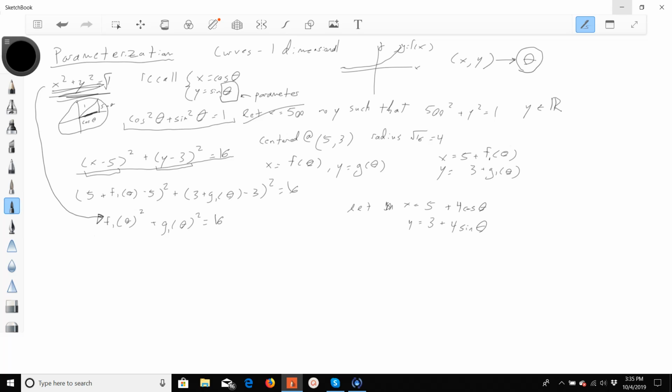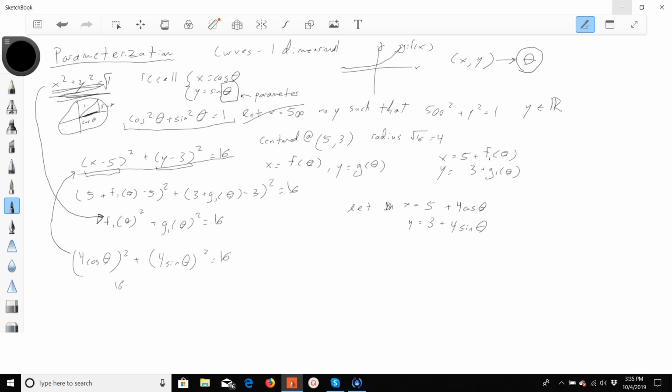And when you plug that in, when you plug it into here, right, you're gonna get, the 5s and the 5s are going to cancel out. You're going to get 4 cosine theta squared plus 4 sine theta squared is equal to 16.